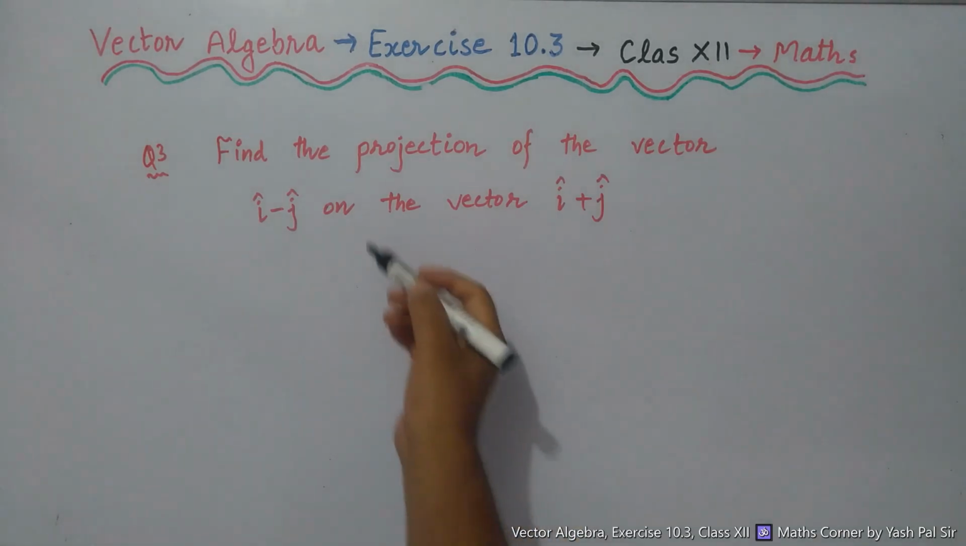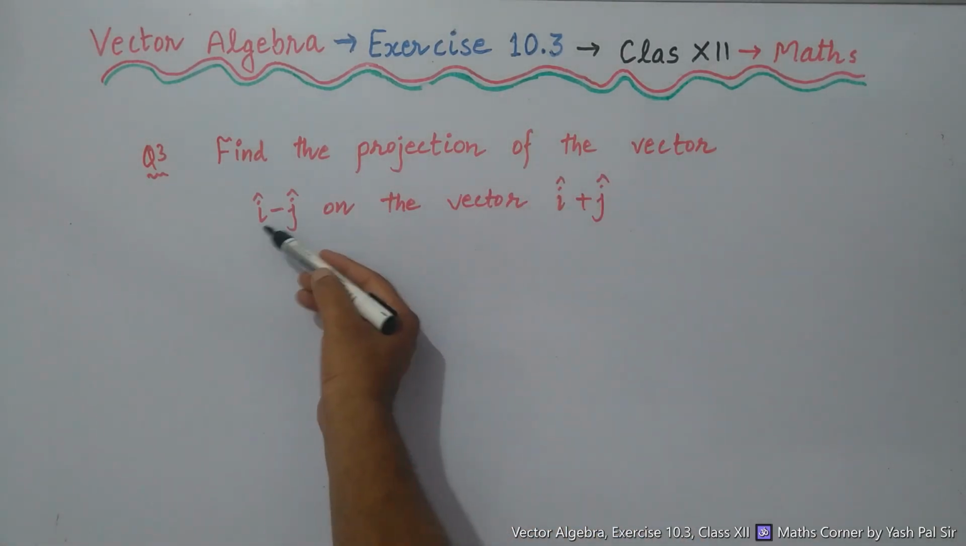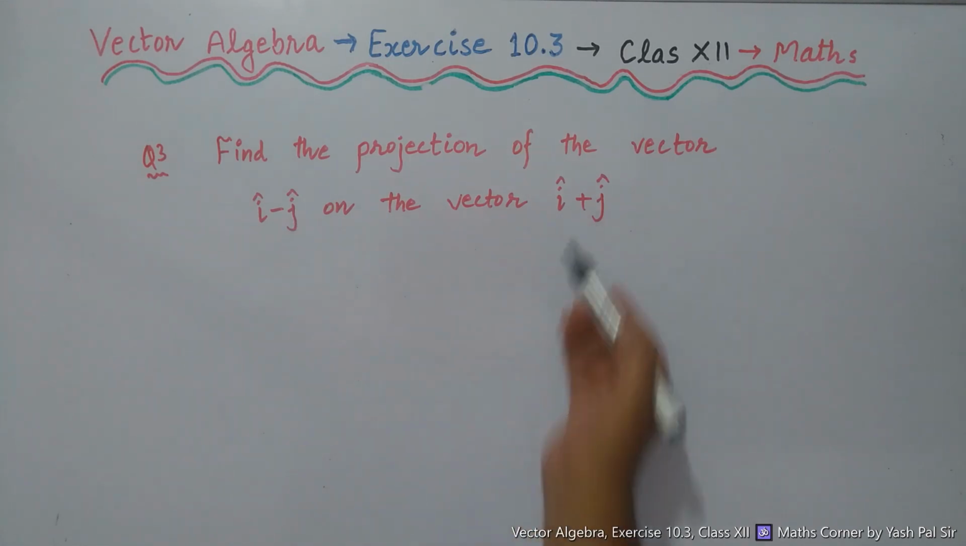Question number 3. Find the projection of vector i minus j on the vector i plus j.